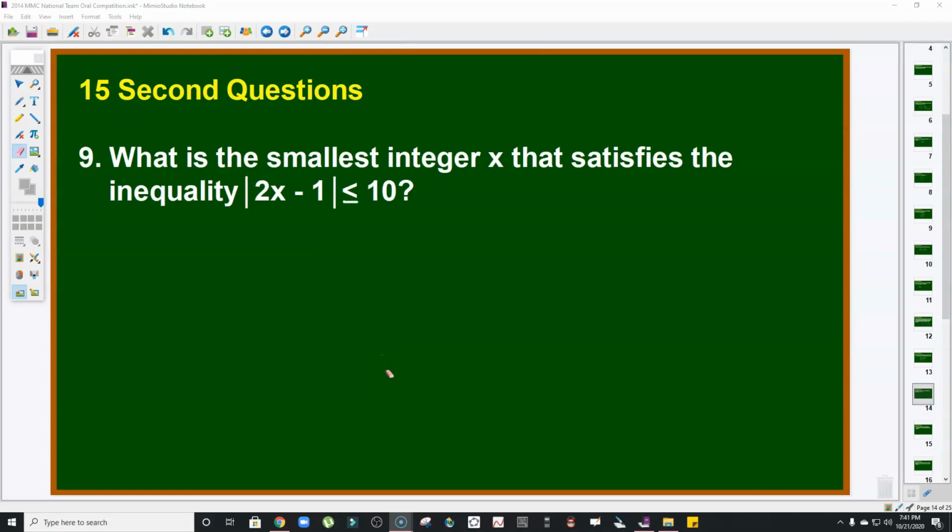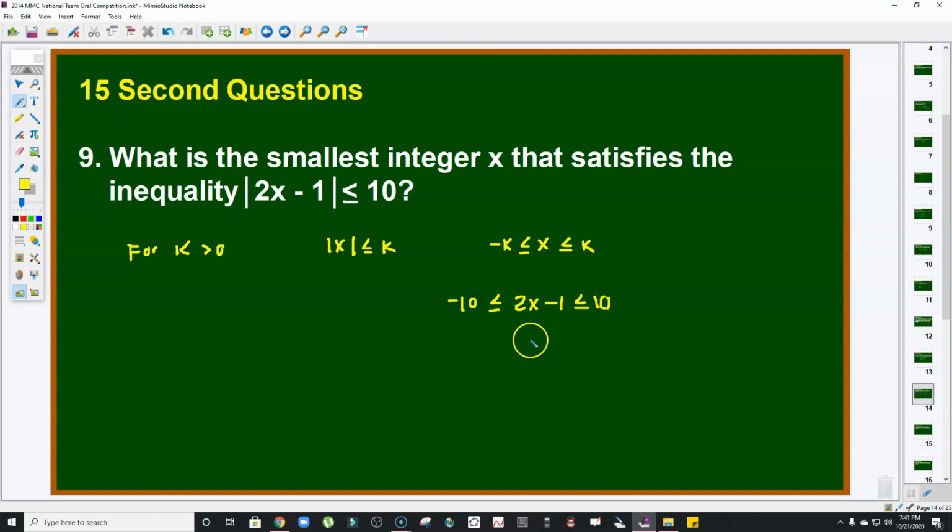Problem number 9. What is the smallest integer x that satisfies the inequality absolute value of 2x minus 1 is less than or equal to 10? Take note, for k greater than 0, the absolute value of x less than or equal to k will have a solution of x greater than or equal to negative k but less than or equal to k. Take note of this. So with this one, we have 2x minus 1 is greater than or equal to negative 10 but less than or equal to 10. Then we solve for x.